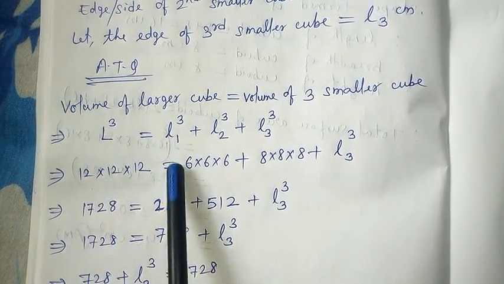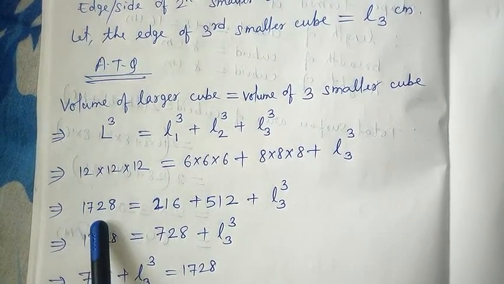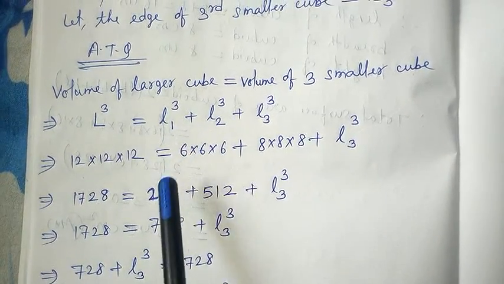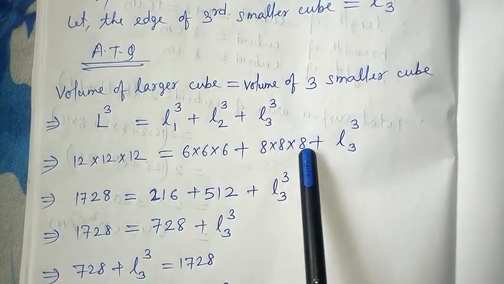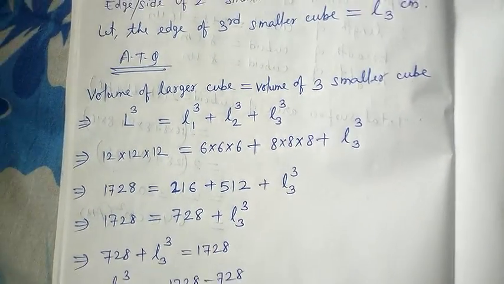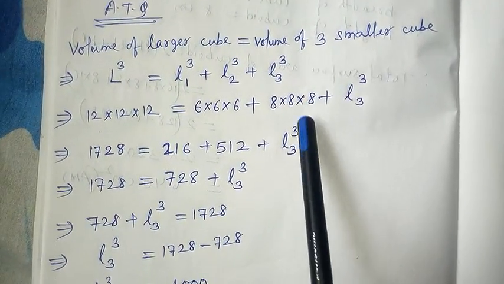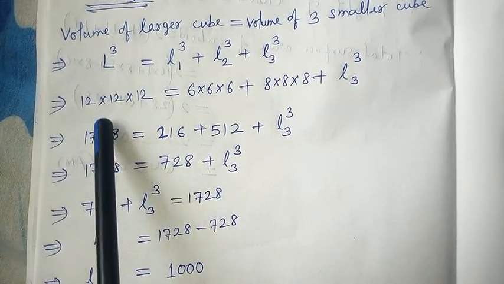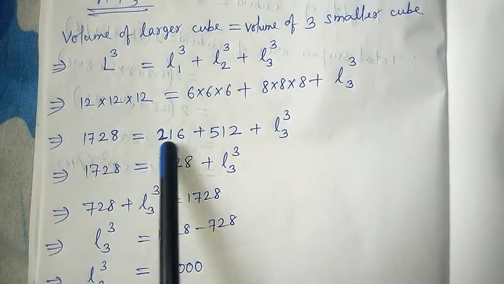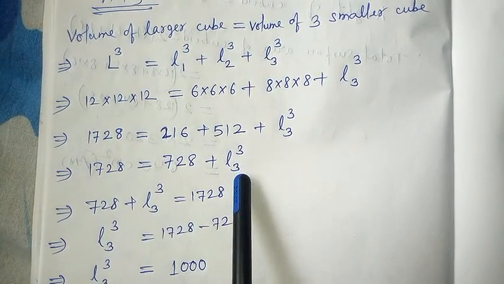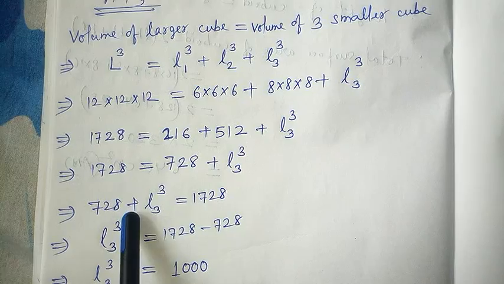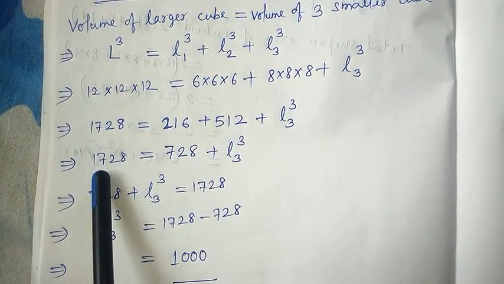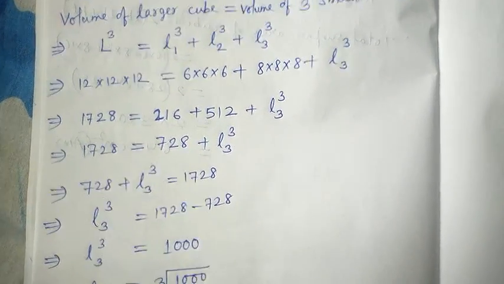Now if you multiply 12 three times, it is 1728. If you multiply 6 three times, 216, and 8 three times, 512, and l3 cube comes here in the same way. If you add these two numbers, 728. Now I interchange the positions because I have to find l3. So 728 plus l3 cube equal to 1728. So I have changed the side.